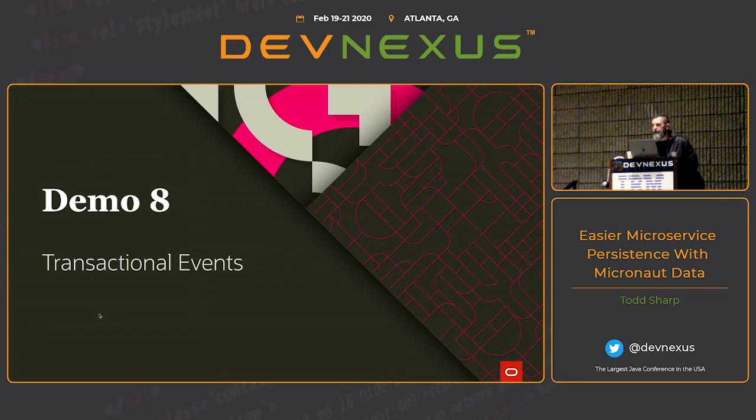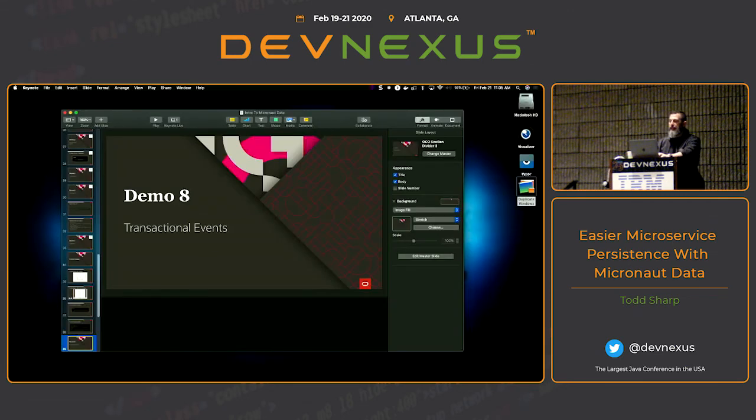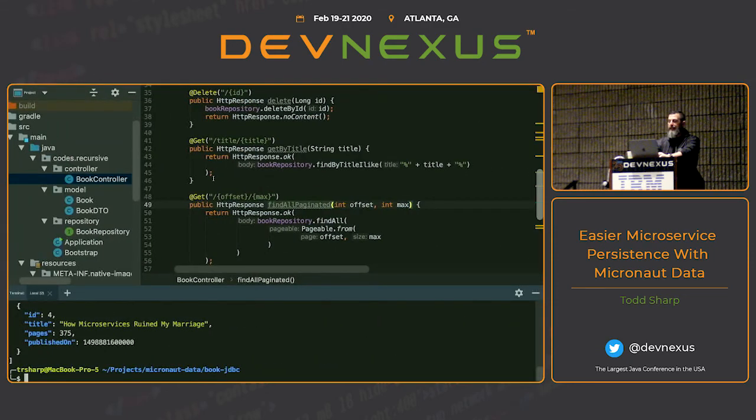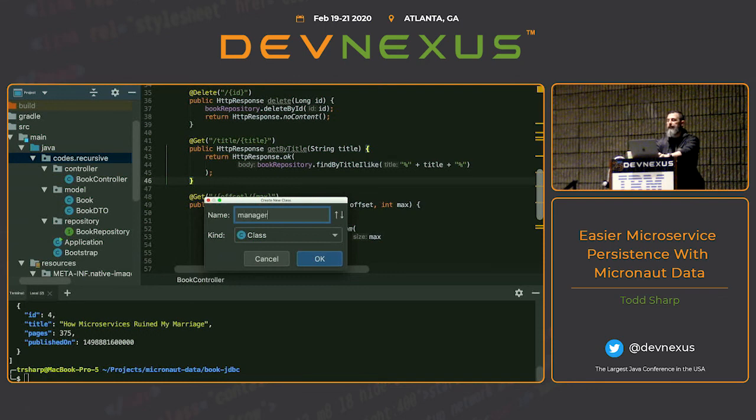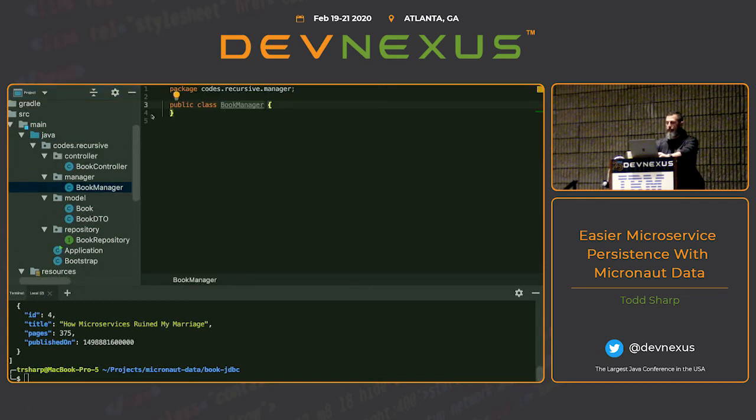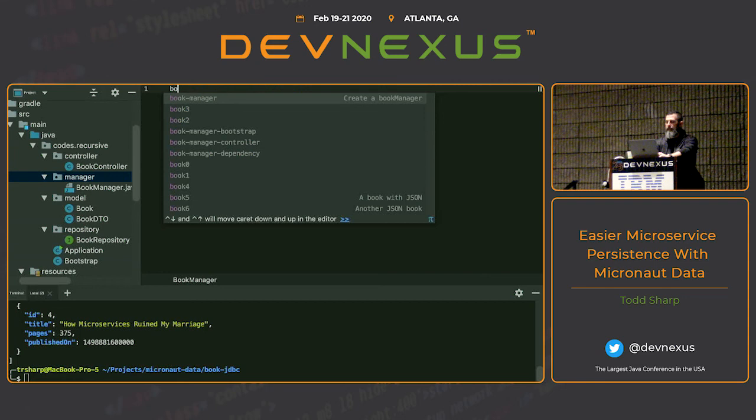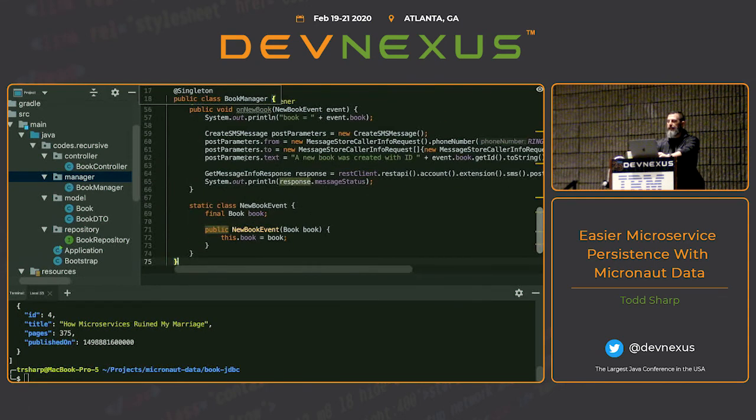So transactional events is another thing that you can do with Micronaut data to kind of put in some hooks for, obviously, events that happen when you're working with your application. So if we come over here and we say create a new class, and in this case we're going to create a book manager. And in the spirit of time, I'm going to use a snippet to create that.